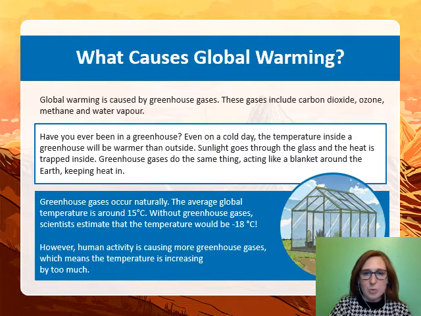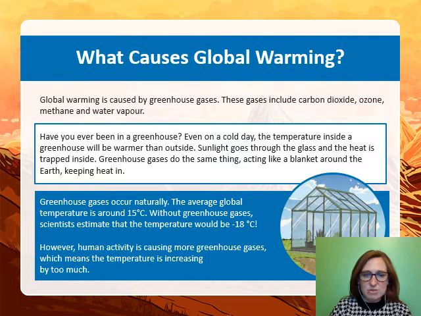So what causes global warming? Global warming is caused by greenhouse gases. These include carbon dioxide, ozone, methane, and water vapour. Have you ever been in a greenhouse? There's a picture of a greenhouse just behind my head. Even on a cold day, the temperature inside a greenhouse will be warmer than outside. Sunlight goes through the glass and the heat is trapped inside. Greenhouse gases do the same thing, acting like a blanket around the earth, keeping the heat in.